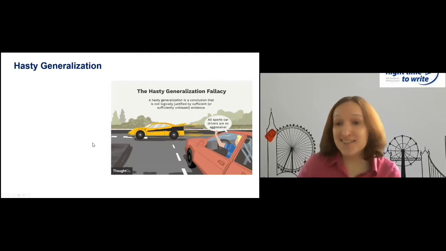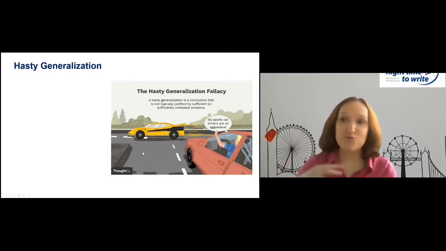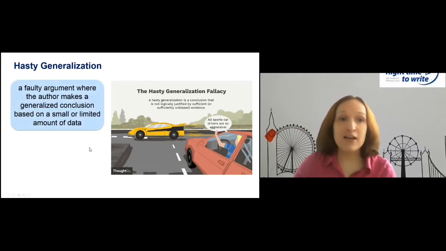And here in the picture, you can see a phrase that we can all hear in our everyday life all the time: that all drivers, all sports drivers are like this, all female drivers are like that. And normally in our everyday communication, we call such statements stereotypes. And yes, at the basis of a stereotype lies hasty generalization. This is the definition of this fallacy.